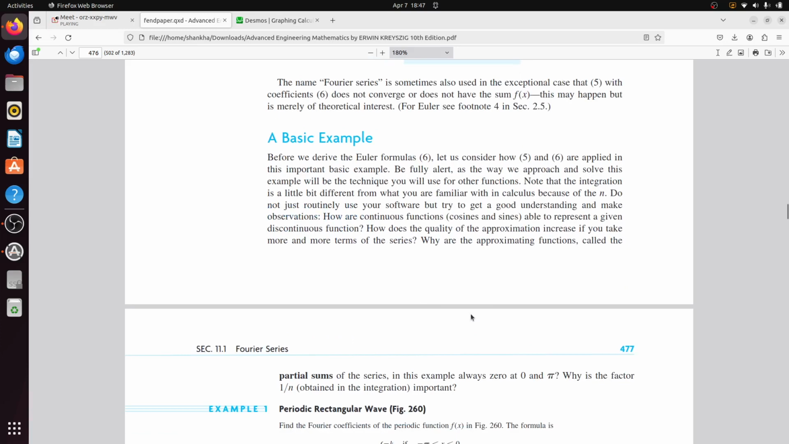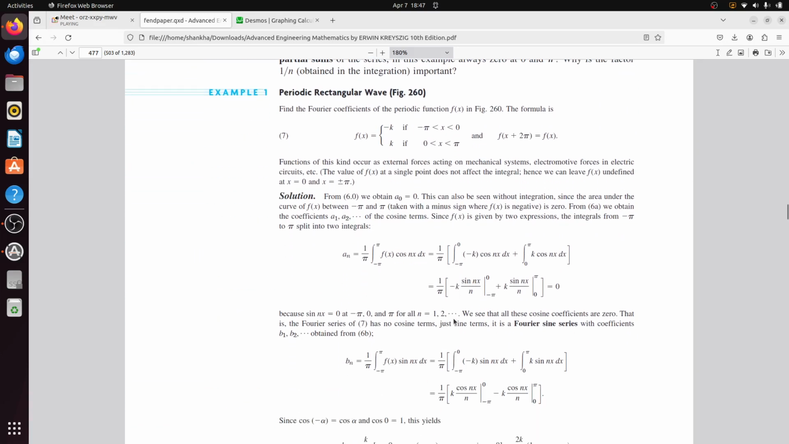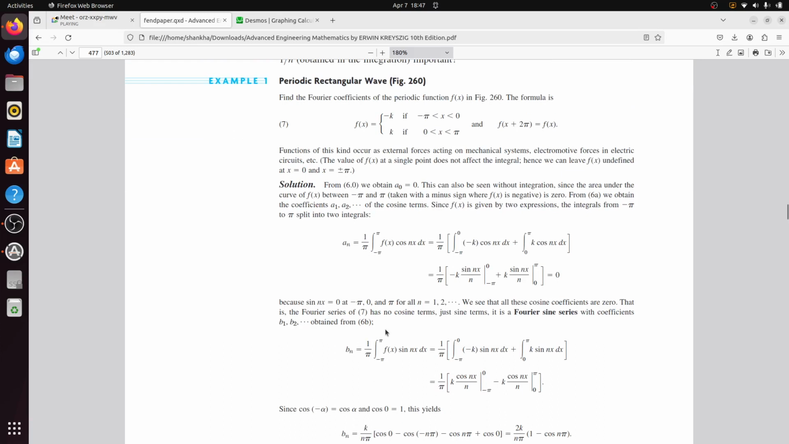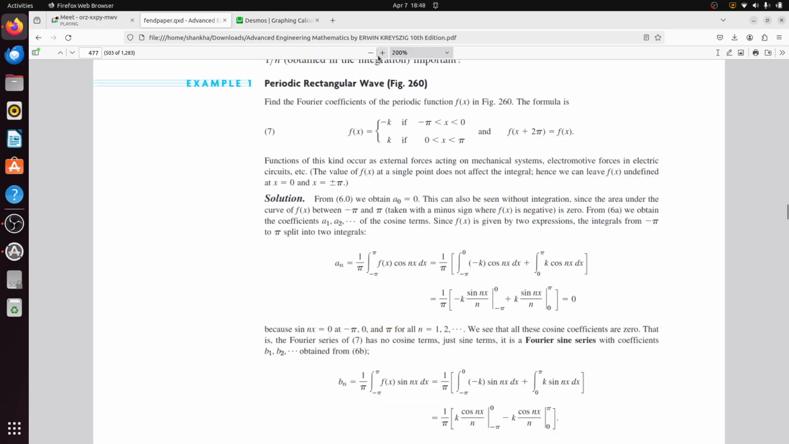Now we will determine a very basic example of a function. That function is given as minus k if minus pi is less than or equal to x less than or equal to 0, and k if 0 is less than x less than or equal to pi. So this is actually a periodic function with periodicity 2 pi. Functions of this kind occur as external forces acting on mechanical systems, and electromotive forces such as in electric circuits.